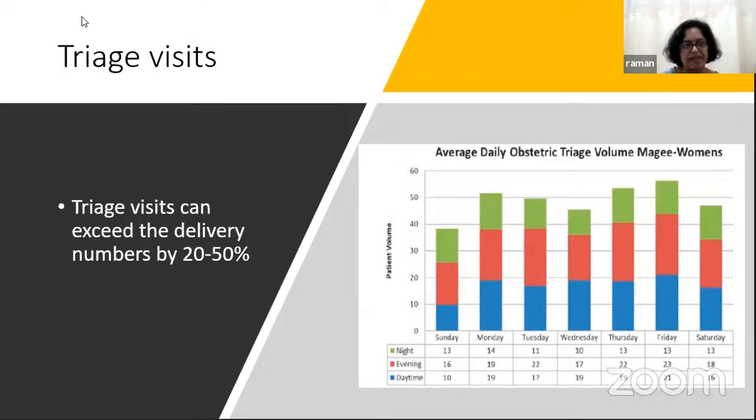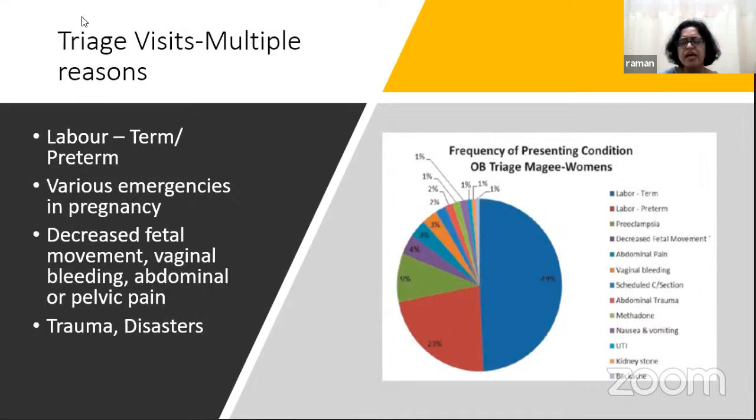This can be because of various reasons. As we can see, the majority, sort of 50%, is for term labor. Roughly 1 in 4 is because of a suspected preterm labor. Obviously, we have other emergencies like bleeding. It might be an eclamptic seizure, or it could be because of decreased fetal movement or abdominal pain. Of course, a small minority are in situations like trauma, or it could be a natural disaster. So this is the frequency of presentation which we generally expect in an obstetric triage unit.